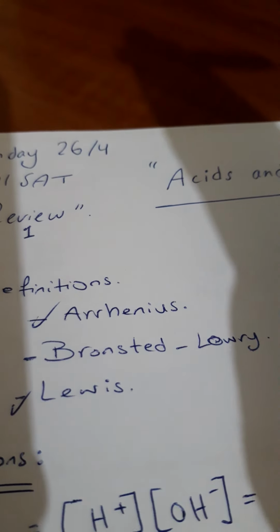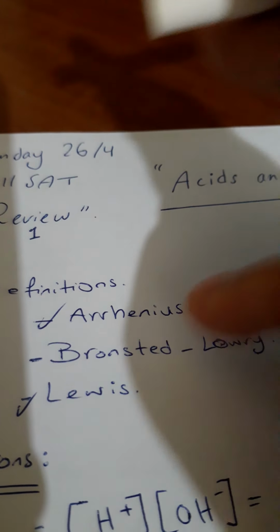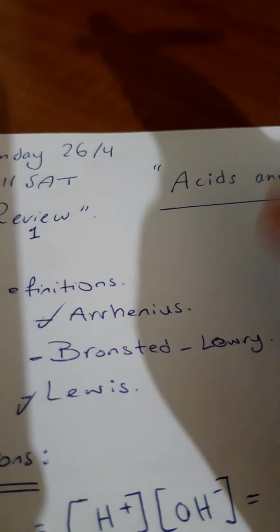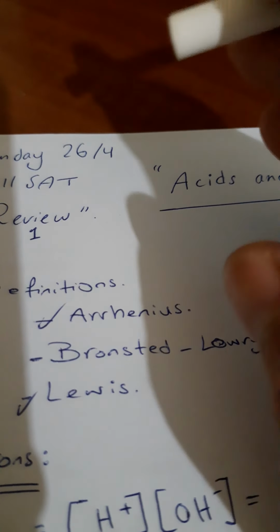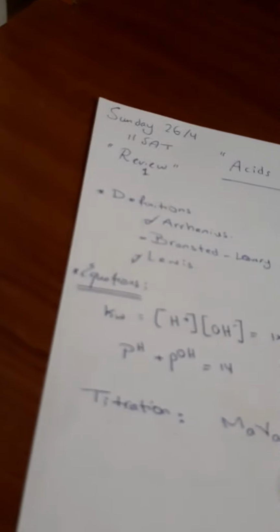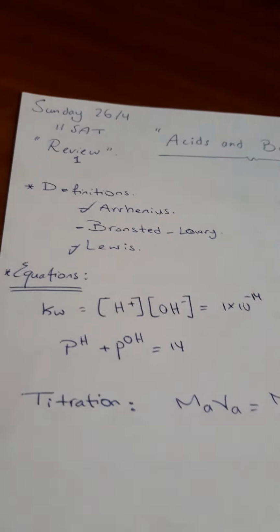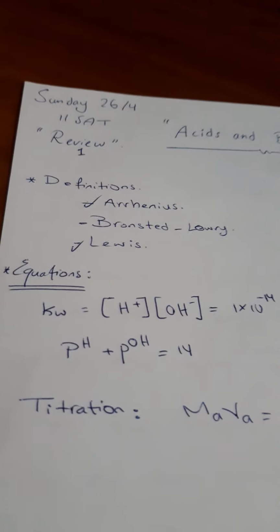This doesn't mean that the Arrhenius and Lewis definitions are not included. They are included, but all I need from you is the definition of Arrhenius acid and base, and Lewis acid and base. Okay, what else is there? We have equations, a certain number of equations we need to know about.